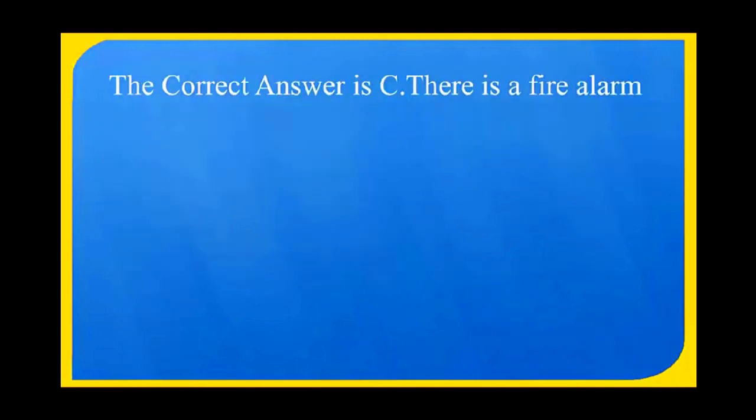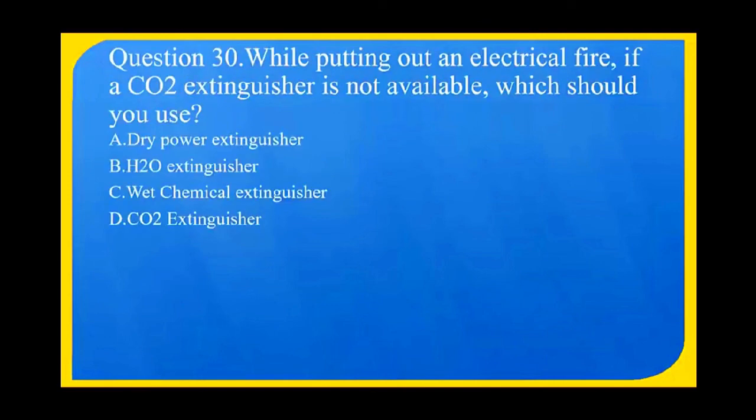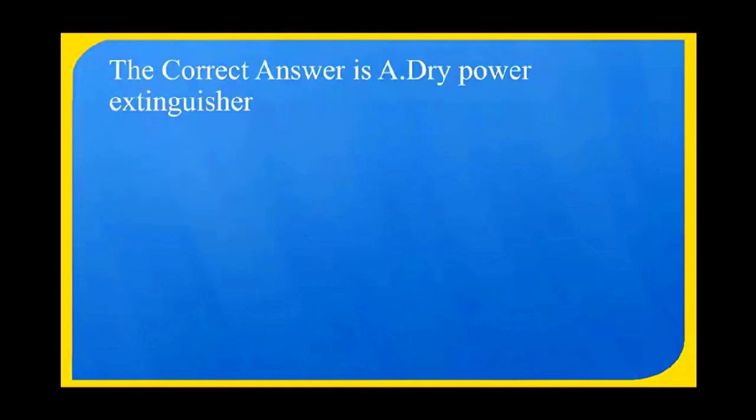Question 30. While putting out an electrical fire, if a CO2 extinguisher is not available, which should you use? A. Dry powder extinguisher. B. H2O extinguisher. C. Wet chemical extinguisher. D. CO2 extinguisher. The correct answer is A. Dry powder extinguisher.